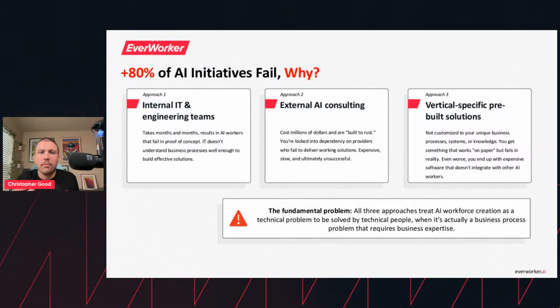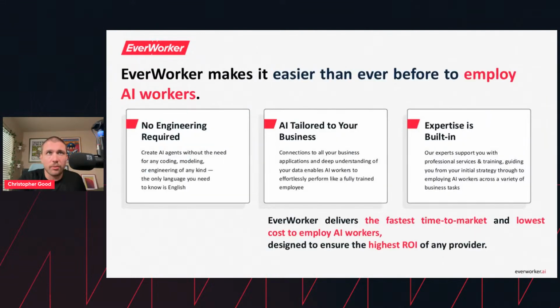So the fundamental problem here is that all three approaches treat AI workforce creation as a technical problem to be solved by technical people, when it's actually a business problem that requires business expertise. So this is why EverWorker takes a completely different approach. We make it easier than ever to employ AI workers through three core capabilities.